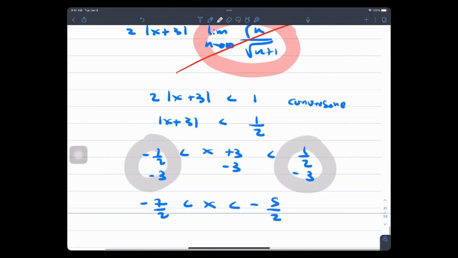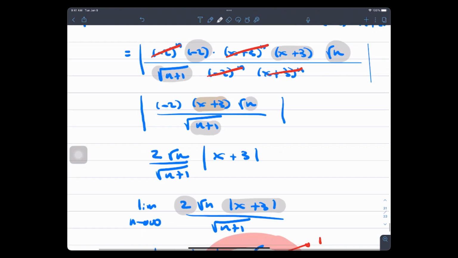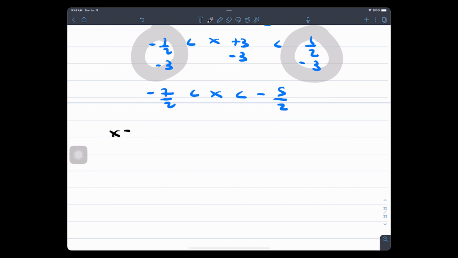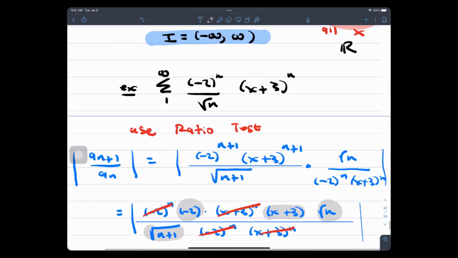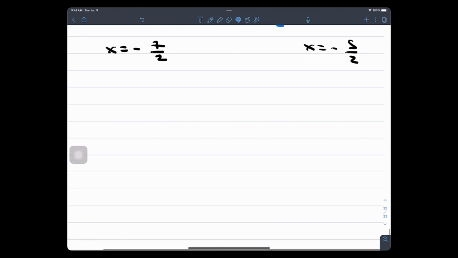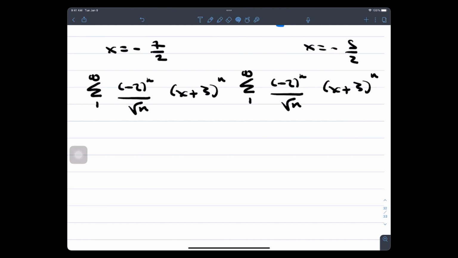So don't forget, though, what kind of test is this? The ratio test. So if it's the ratio test, we got to check the endpoints, right? We got to check when x is negative what? 7/2. And when x is negative 5/2, we got to check this here. Right? So you're going to have to plug in for x for each of these. And what do you end up getting if you do that? What happens to your series, right?